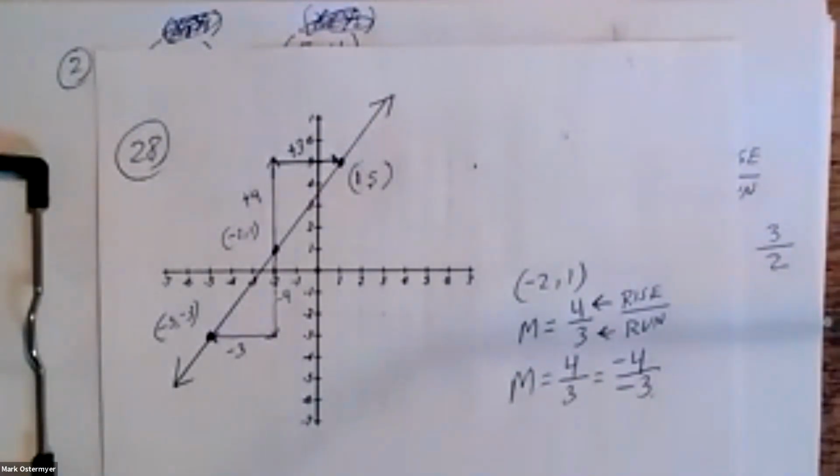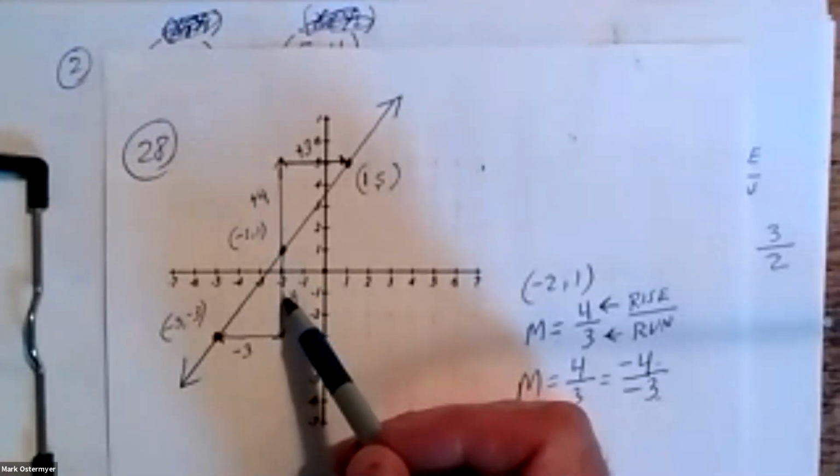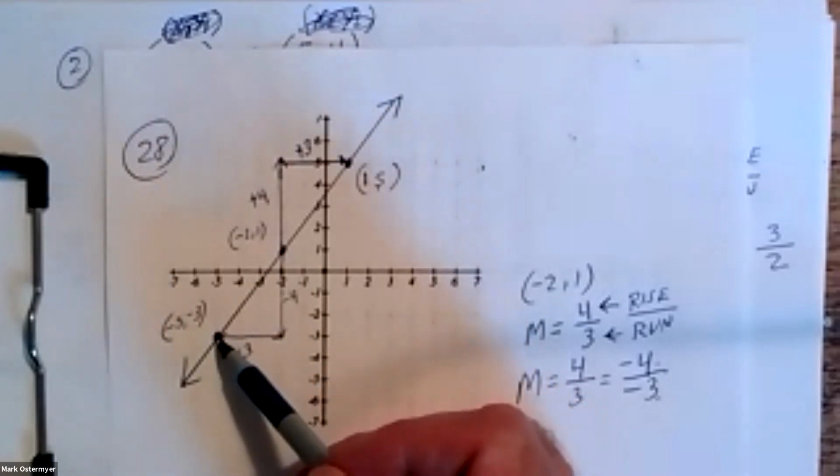How'd you get that third point again? I started at my point -2, 1, and I viewed the slope as being -4 over -3 instead of +4 over +3. So if it's -4 over -3, if I start at -2, 1, I go down 4 units, -4, and then to the left, -3 units. Plot another point.